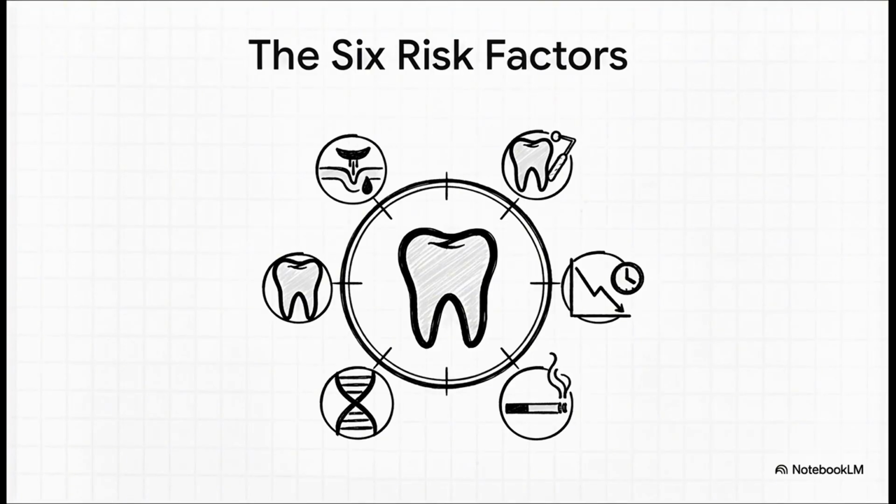These are the 6 data points that make up our risk radar. You've got bleeding on probing, any leftover deep pockets, tooth loss, the bone loss to age ratio, systemic factors, and of course environmental stuff like smoking. Let's break each one down.